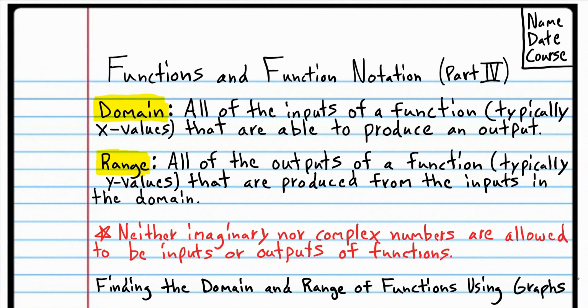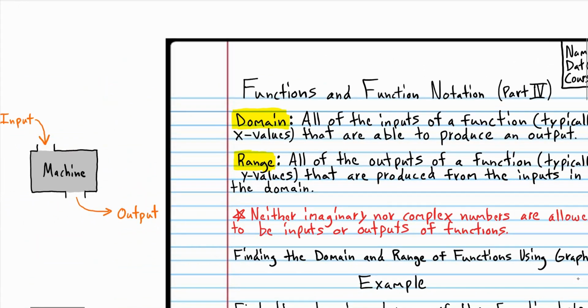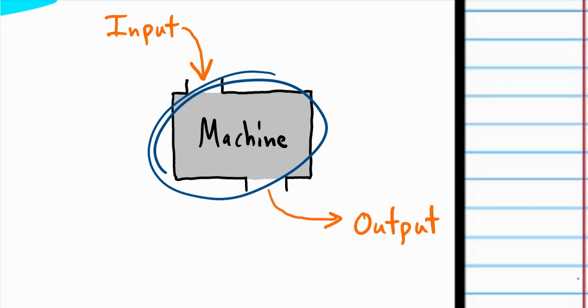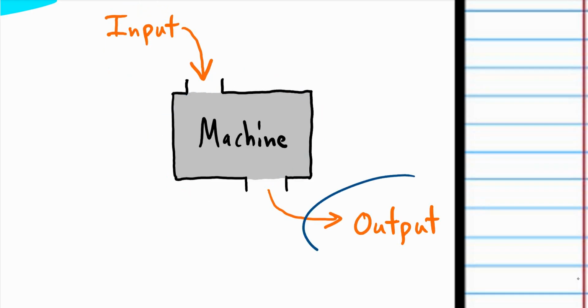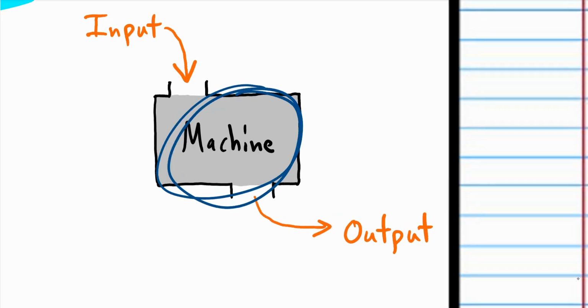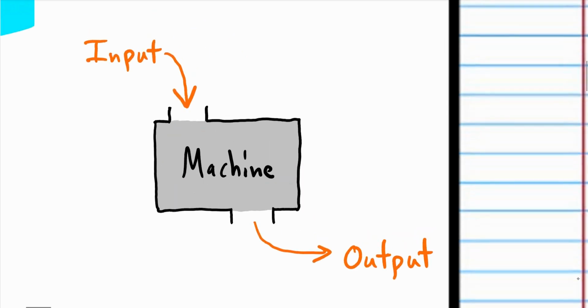In the previous class, we learned how to find the domain of a function. The domain is all of the possible inputs that you can put into a function that are able to produce an output. Remember, a function can be thought of as a machine that processes an input. A certain machine may not be able to process some inputs, and if the machine cannot process the input, then that input is not part of the domain. But all of the inputs that can be processed by the function are part of the domain of the function.